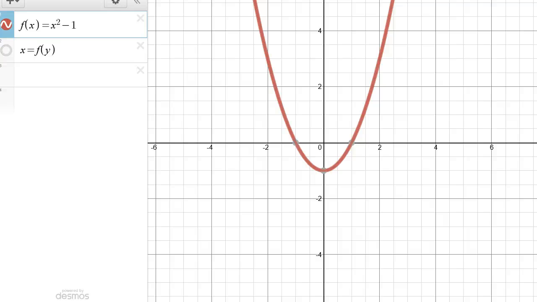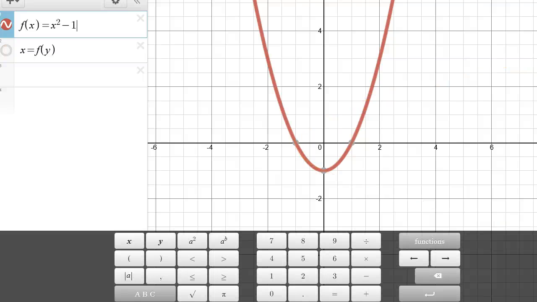And here is how, in Desmos at least, what I do is switch the x and the y. Instead of saying y is equal to f of x, I wrote x is equal to f of y. So this is what the inverse function looks like, the orange one. But now I'm going to restrict the domain here.